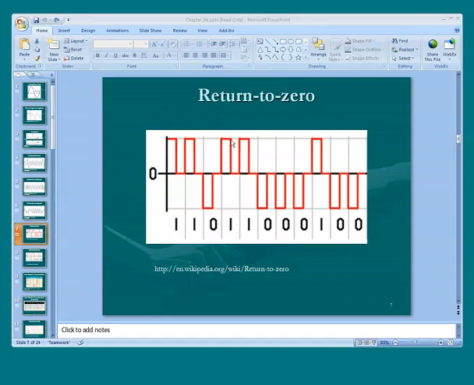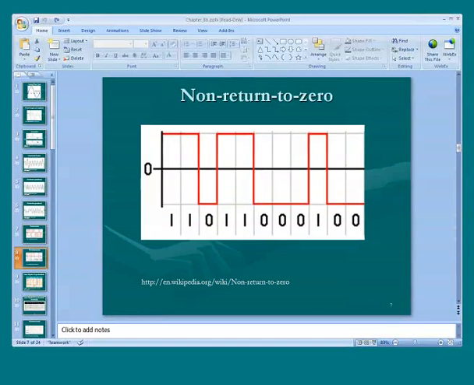But notice during each instance, whether we're producing a positive voltage or a negative voltage at the beginning of the time slot, the voltage returns to 0 or no voltage. Okay? That's return to 0. Non-return to 0 is different.